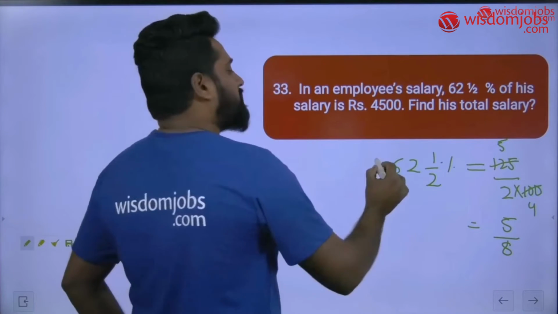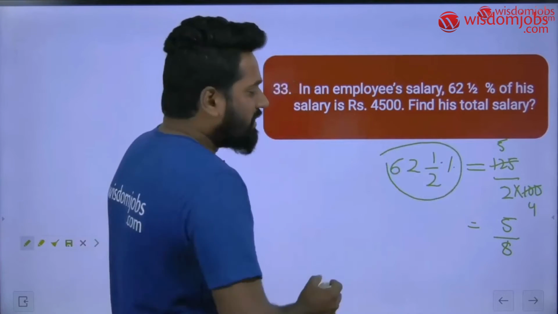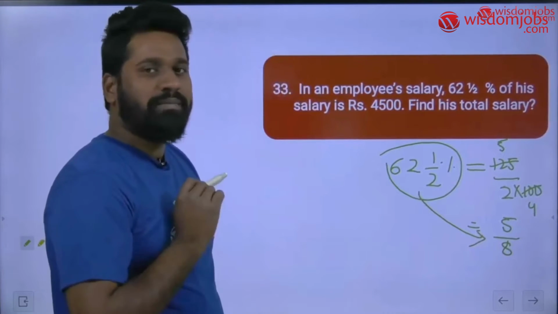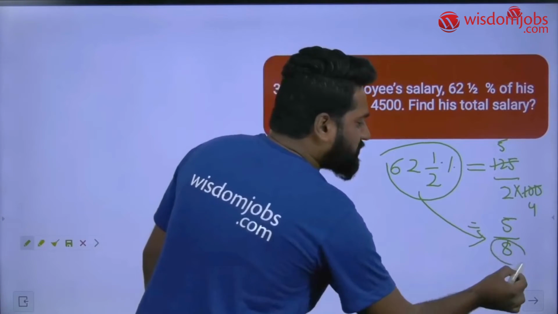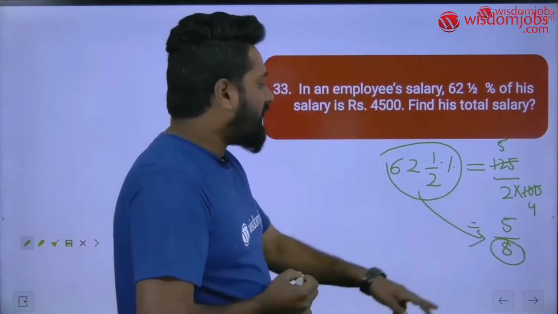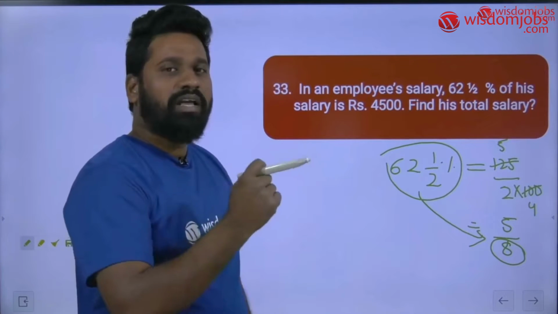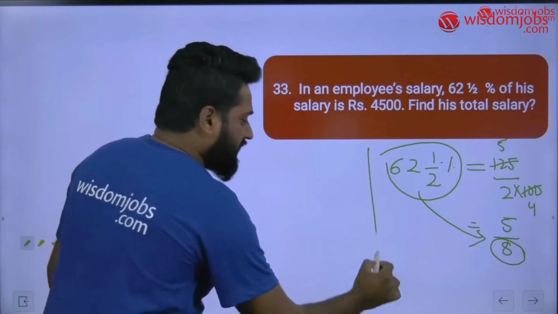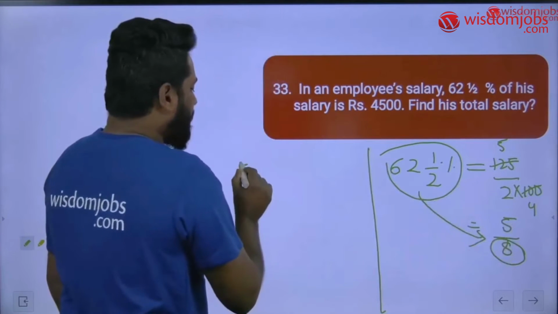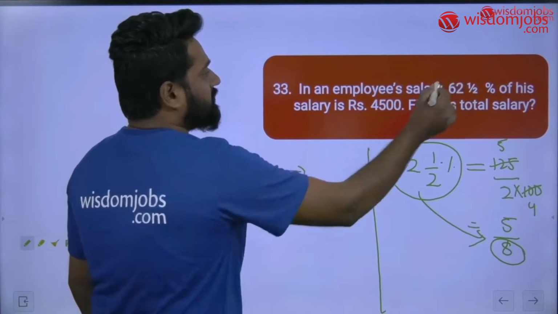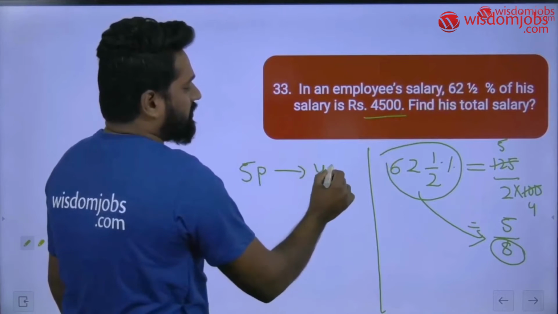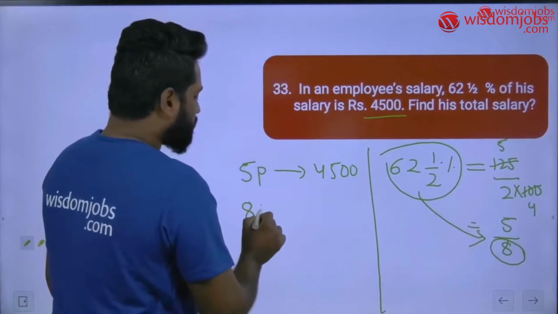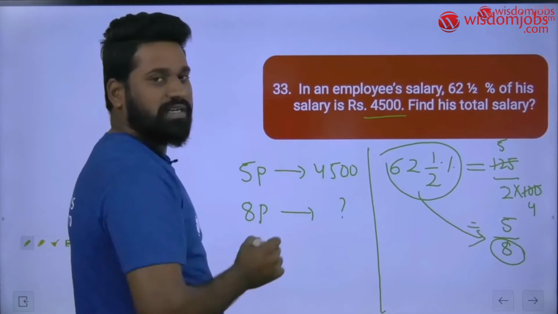To avoid these percentages in mixed fraction, we are converting into normal fraction. That is 5 by 8. Where this 5 by 8 indicates that 8 indicates total salary of that person and this 5 indicates only 62.5% of that salary, right? So that is I am writing here. Here 5 parts you can take. This 5 parts indicates how much salary? 4,500. Now you have to find for this 8 parts. This represents how much? That is asking.